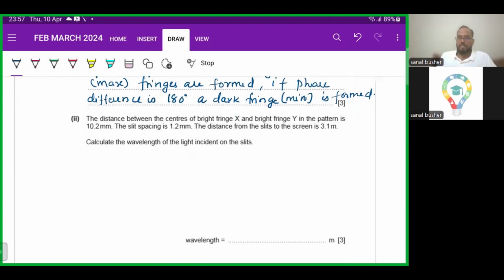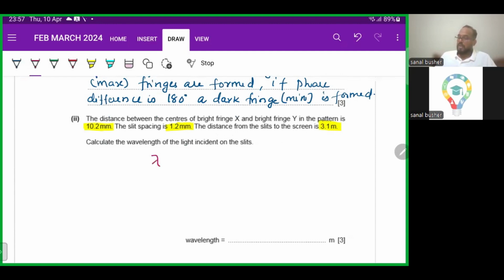Next, the distance between the centers of bright fringe X and a bright fringe Y in this pattern is, okay, distance is given between two bright fringes, 10.2 mm. The slit spacing is 1.2 mm. The distance from the slits to the screen is 3.1 m. Calculate the wavelength. This is an easy question.